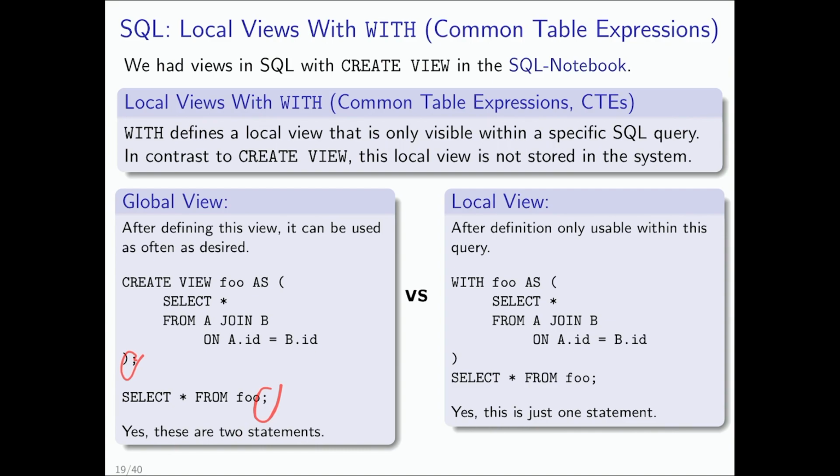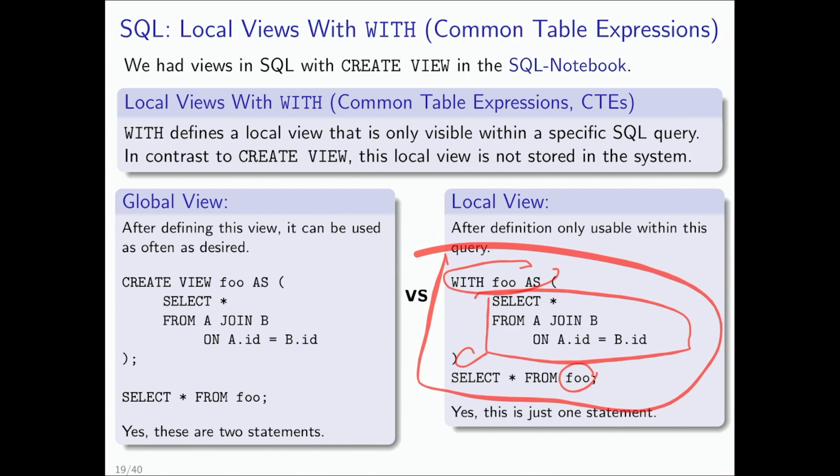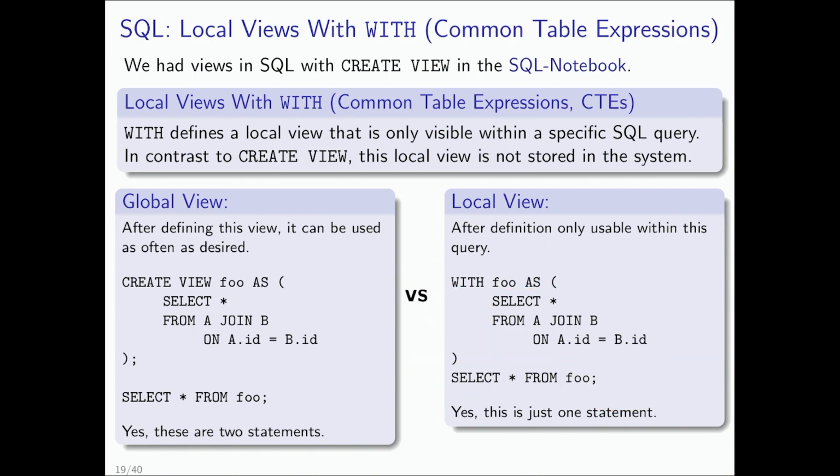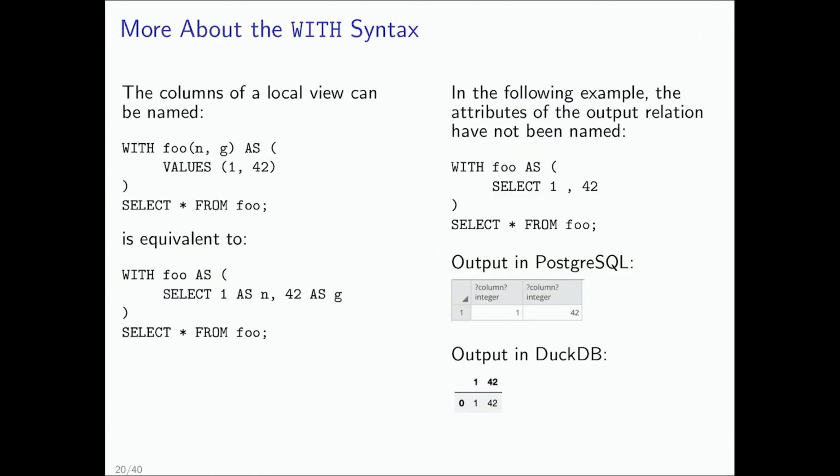Now we're looking at a local view, and that is something like this. That is WITH foo AS, the same thing as in a standard view definition, and then you can use it directly. There's no semicolon here, and that means this is a single statement. You can also make more definitions in that same WITH statement. So it allows you to structure a single query without having to force everything into a single select statement. It allows you to write code that's much easier to read. So that's the idea, called WITH, or common table expression.